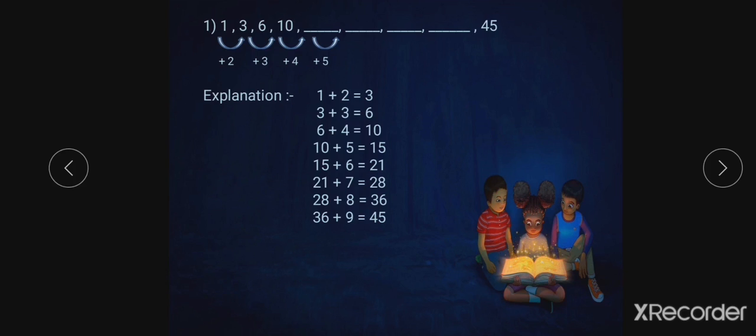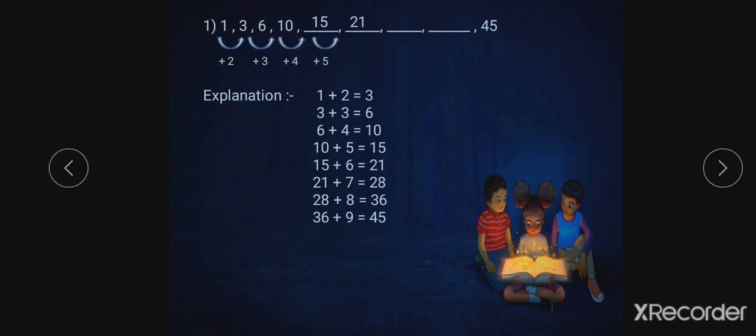In this way, we are going on adding numbers by increasing one number. First we added plus 2, then plus 3, then plus 4, then plus 5, and then next we will add plus 6. So if we add plus 5 to 10, we will get the number 15. And when we add plus 6 to 15, we will get the answer 21.